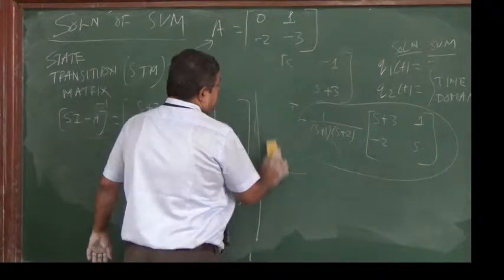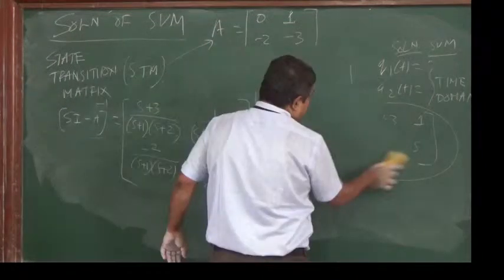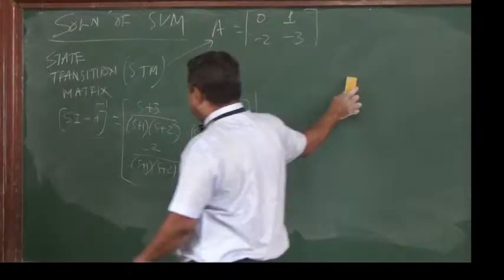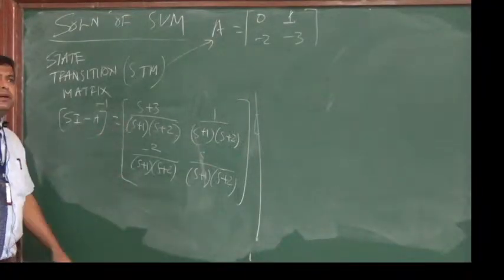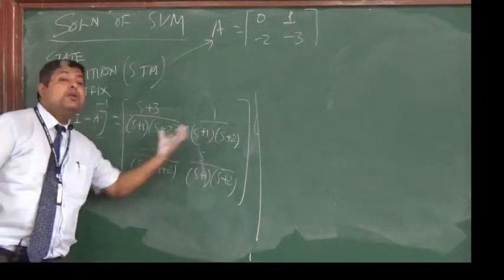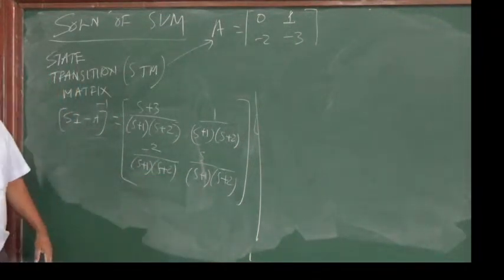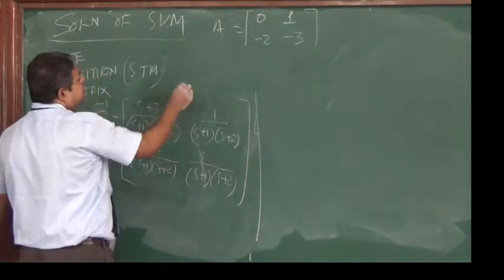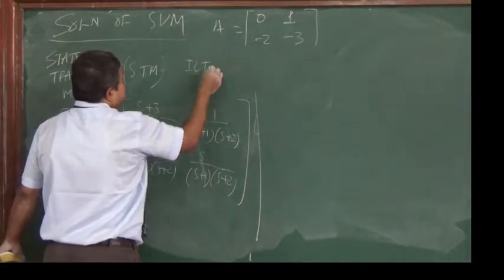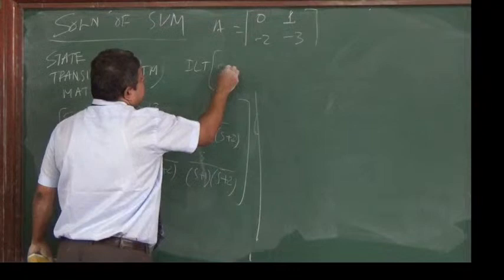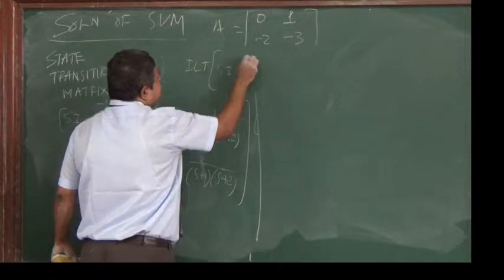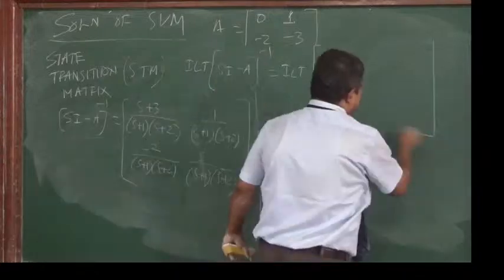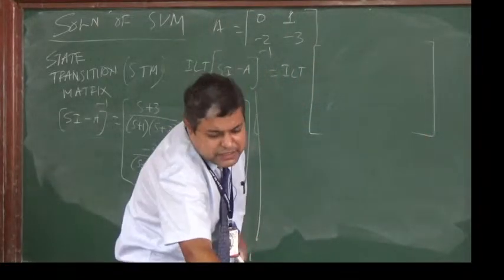Now I have taken all this sI minus A inverse thing. Now this solution is required. The only thing where we are stuck is we have to do partial fractions. If you are doing partial fractions, what we are finding is the ILT of sI minus A inverse. That means the ILT of the whole thing. So this is a 2 by 2 matrix.